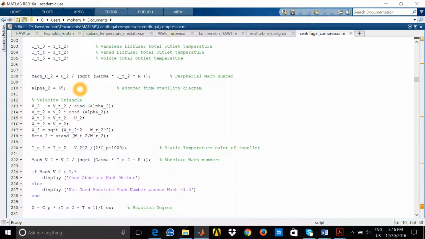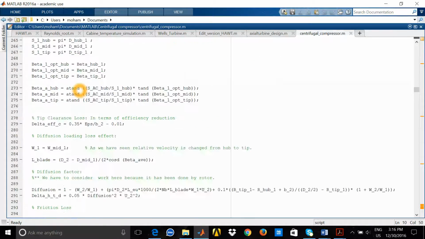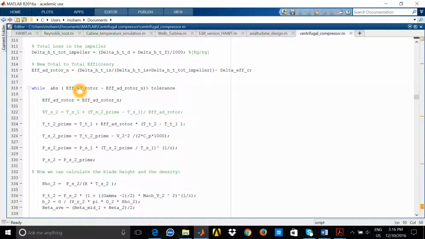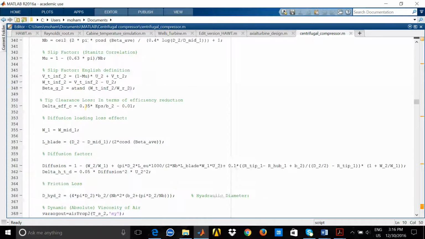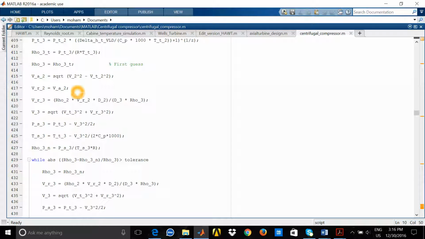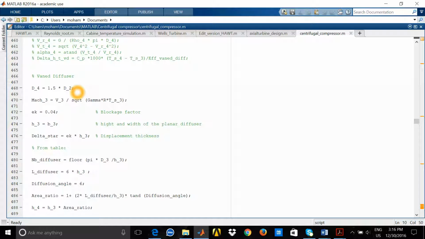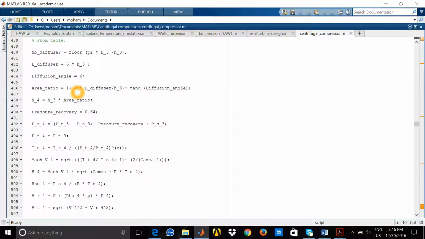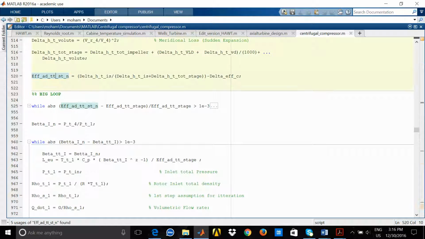Impeller outlet. Here is the design of the impeller outlet. Then this is another iterative process. Then the vaneless diffuser. This is a very challenging part. The vane diffuser. And after that, I calculate efficiency.